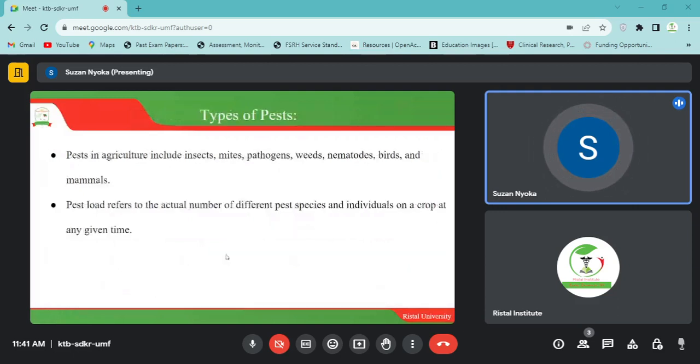And then types of pests. Pests in herbicides and crops at any given time.